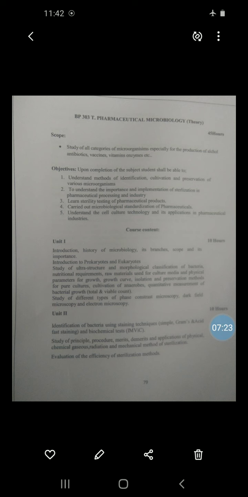The adverse effect on products is reduced due to what? Due to the reduction of exposure time, or the reduction in processing time.